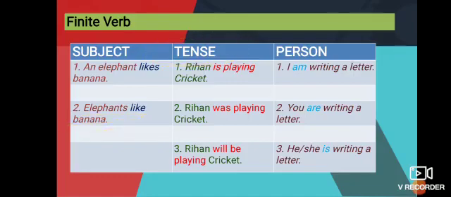It also changes with the tense. Rehan is playing cricket. Rehan was playing cricket. Rehan will be playing cricket. So this also keeps on changing with the change in tense.